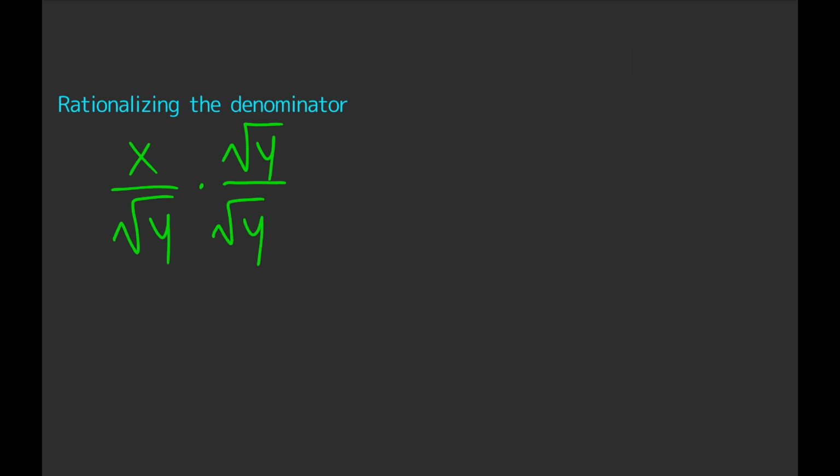And what's going to happen is the numerator is just going to multiply like normal. But what happens in the denominator is the square roots will cancel out. So we're going to be left with y. And that's all rationalizing is. We've taken out the radical from the denominator and we're done.